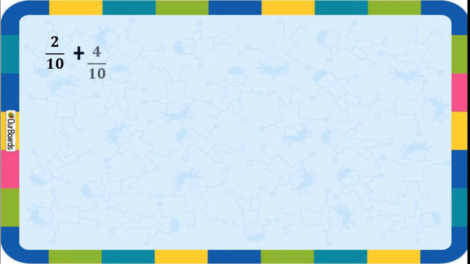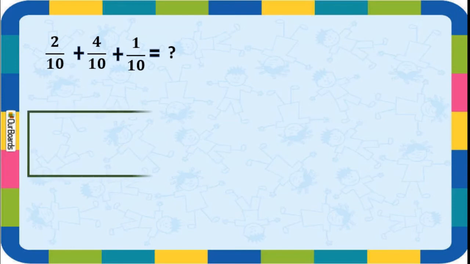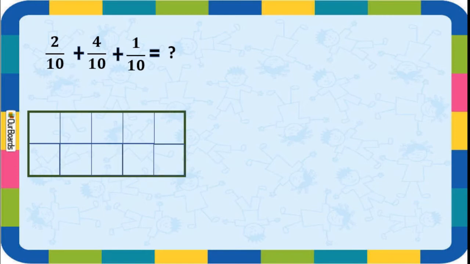Yes, here we will take 3 fractions. Now, 2 upon 10 plus 4 upon 10 plus 1 upon 10. Okay, same method we have to follow. First we will draw a rectangle and we will divide this into 10 equal parts. Now 2 parts we will color first. This is 2 upon 10.